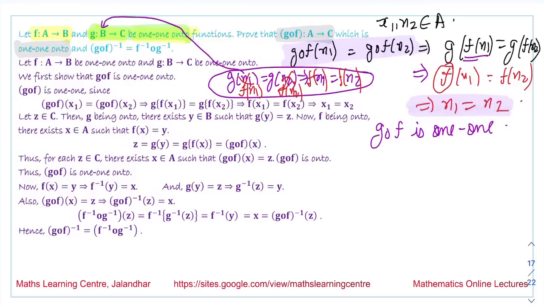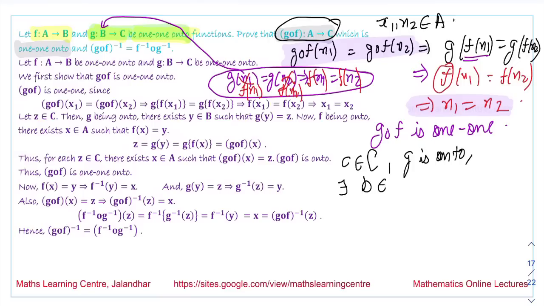Next we have to prove that this gof is an onto function. So suppose we are considering an element c that belongs to the set. We are talking about this function gof from A to C. So we are considering an element c which belongs to C. Then it is given that g is onto. It means there exists an element b belonging to B such that g(b) is equal to c.